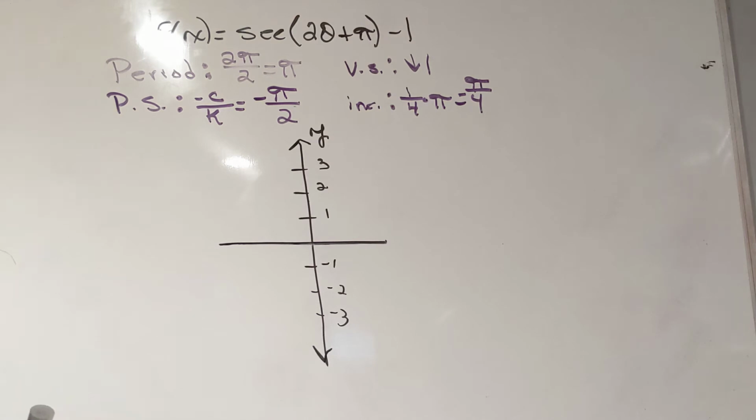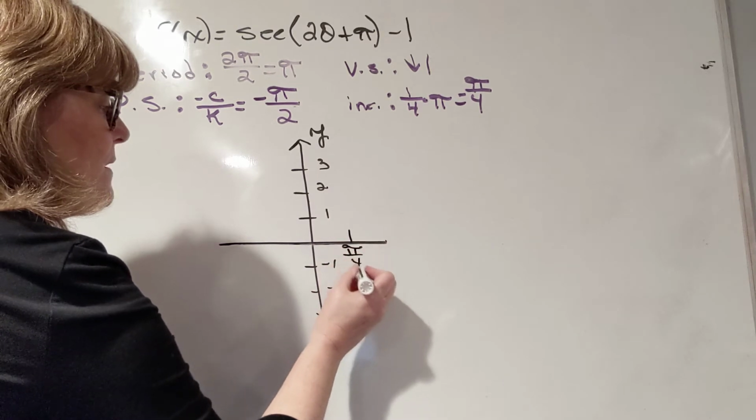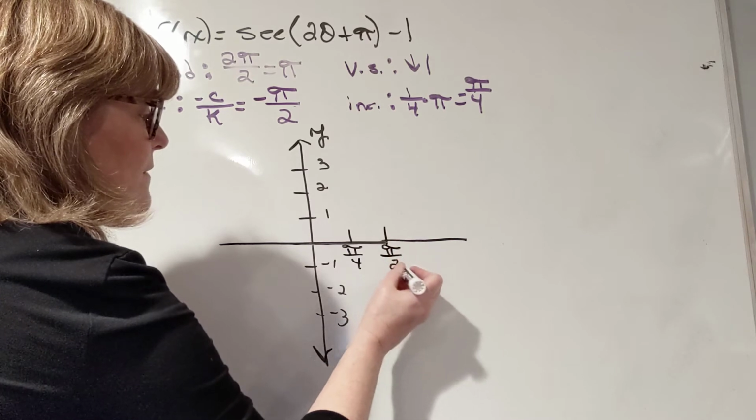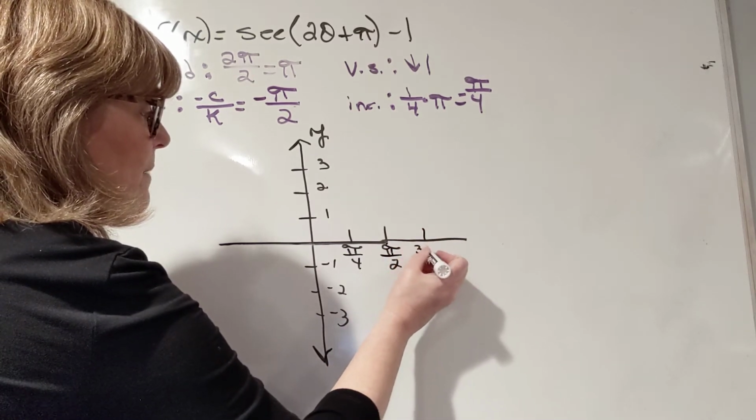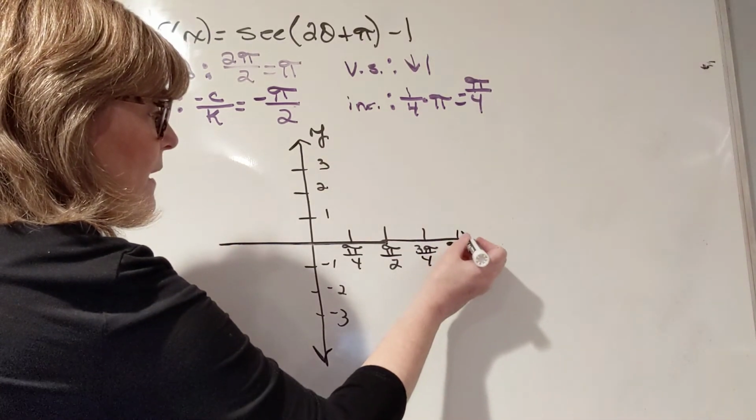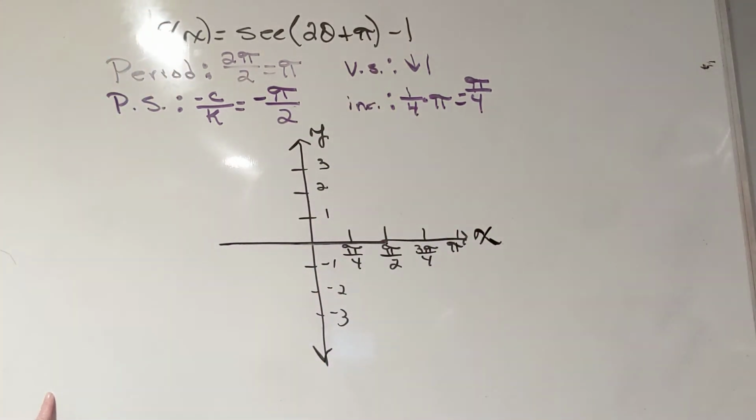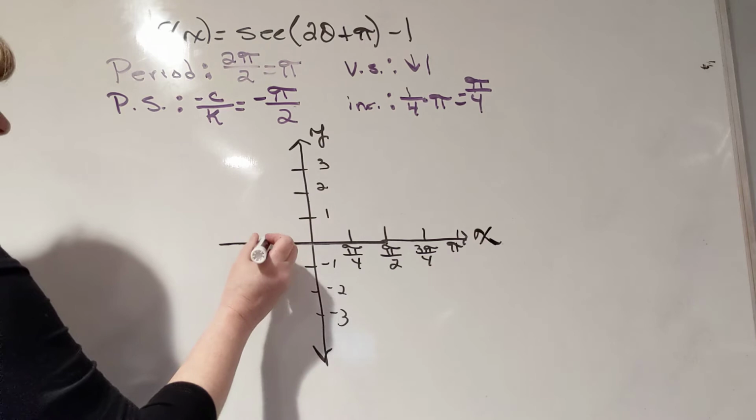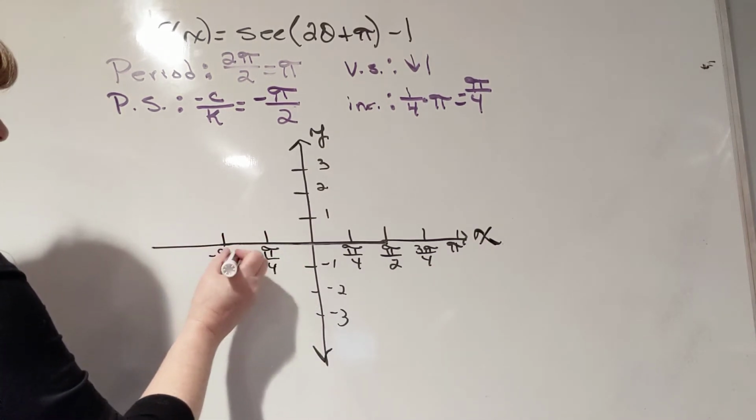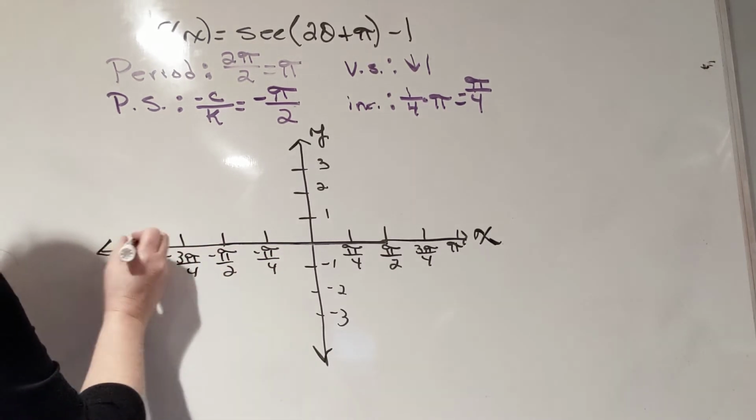Make your increments along your x-axis go by pi fourths. 0 plus pi fourths is pi fourths. Pi fourths plus pi fourths is 2 pi fourths, which simplifies to pi halves. Add another pi fourths and you'll get 3 pi fourths. Add another pi fourths, that gives you 4 pi over 4, which is pi. And that completes one cycle. So that's a positive cycle on your x-axis. And then repeat on the left so you have a negative cycle: negative pi fourths, negative pi halves, negative 3 pi fourths, and negative pi.